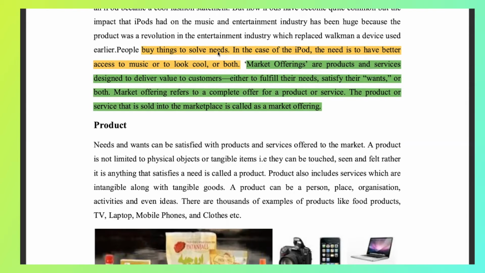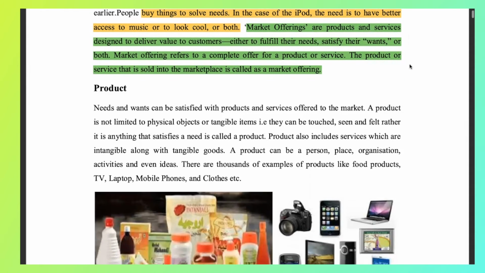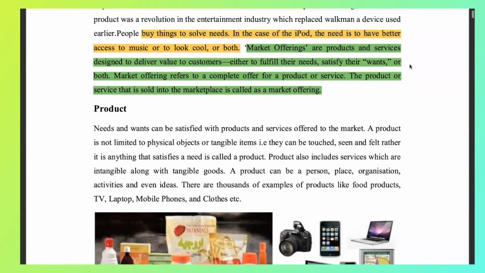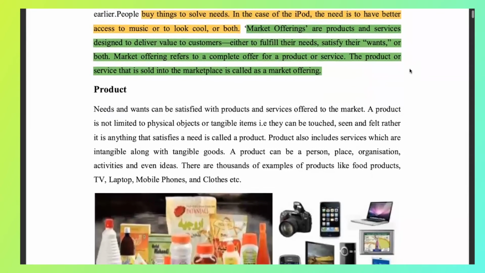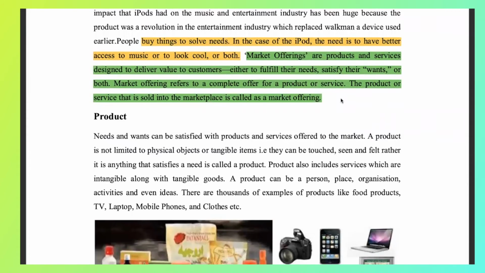Now, people buy things to solve needs. If they have a need, people will buy something to solve that. In the case of the iPod, the need is to have better access to music, or to look cool, or both. So, market offerings of products. This is the definition, the main one I've highlighted: market offerings of products and services designed to deliver value to customers. Every customer has a value towards money, a value towards the product. If a customer does not see value in a product, then they will not buy. So it needs to have value.